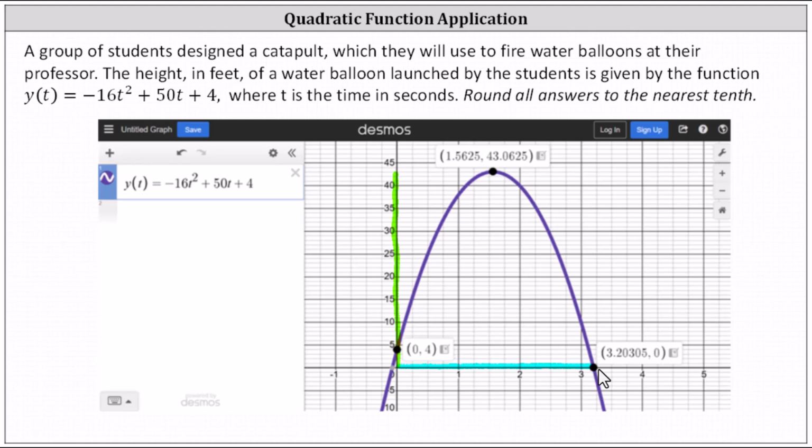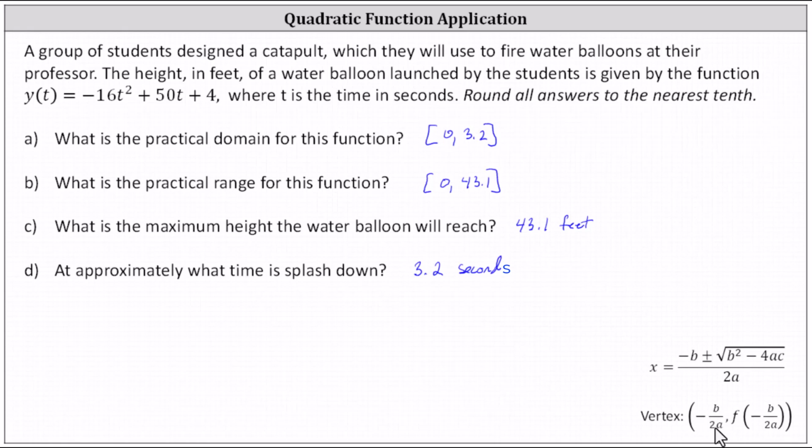Now if we did want to find these values by hand without analyzing the graph, we'd have to recognize that the practical domain, or times, would start at t equals 0, and then we'd have to use the quadratic formula to determine the t value of approximately 3.2. Then to find the practical range, we'd have to recognize the least value of the range would be a height of 0, and then we'd have to find the vertex by hand. To find the vertex by hand, remember, we would have to first determine negative b divided by 2a, which would give us the time of the maximum height, and then we'd have to find y of negative b divided by 2a to determine the maximum height.